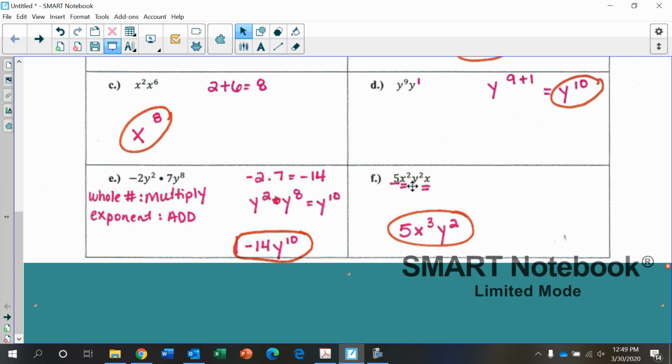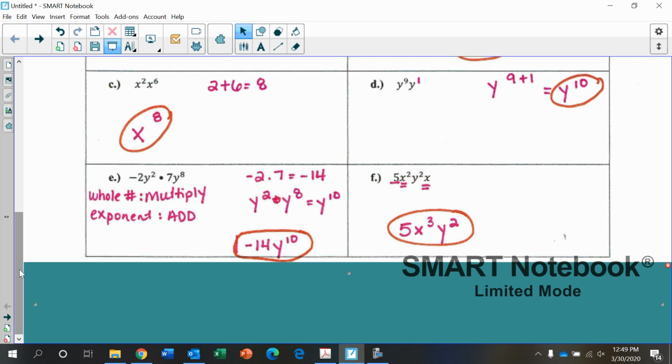Same thing over here. There is no multiplication sign, but we understood that it's there. 5 is by itself, so we rewrite it. We have x to the second power, and then we just have a regular x. Remember, when we don't see it, we can put a 1 there. I forgot to. So I have x to the second power times x to the first power. So 2 plus 1 gives me 3. I have y to the second power by itself, so we leave it alone. Great job, everyone.